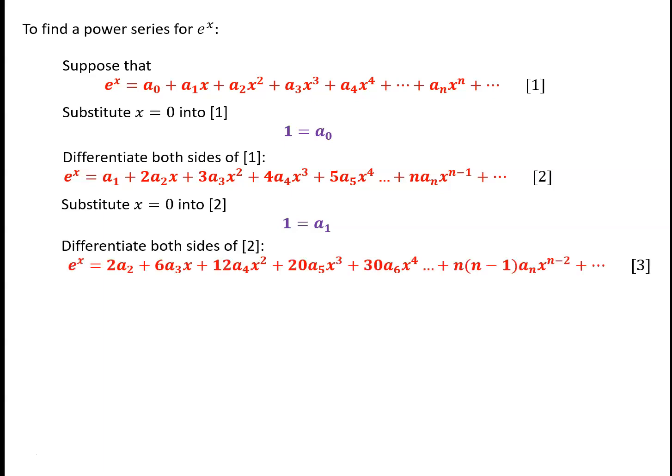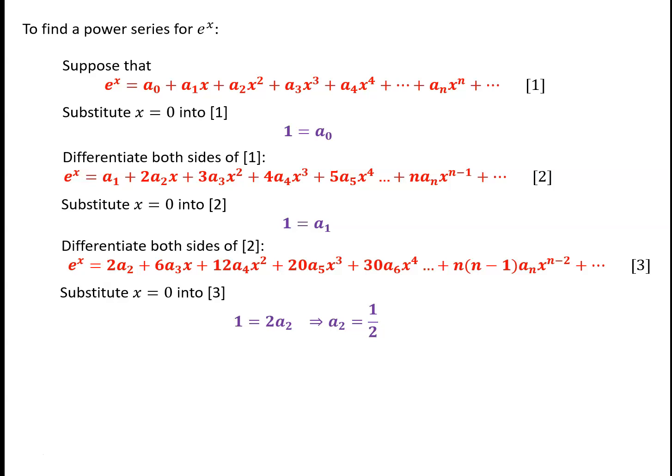Differentiating both sides of equation 2 now, the derivative of e^x is e^x, and the right hand side now becomes 2a2 + 6a3x + 12a4x² + 20a5x³, etc. Putting x equals 0 into equation 3 gives me 1 equals 2a2. In other words, a2 must equal a half.